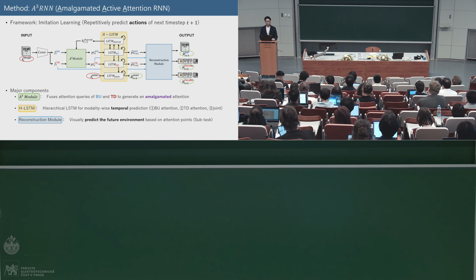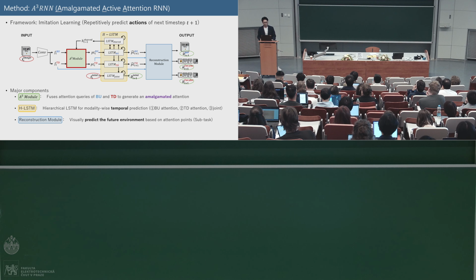This model is composed of three major components: the A3 module in green, the hierarchical LSTM in yellow, and the reconstruction module in blue. The A3 module is the part that fuses attention queries of bottom-up and top-down attention to generate an amalgamated attention. The HLSTM is a temporal predictor module which predicts the states of the next time step of bottom-up attention, top-down attention, and also the joint angles. Finally, the reconstruction module visually predicts the next state of the environment based on attention points, which is a subtask used to train this entire model.